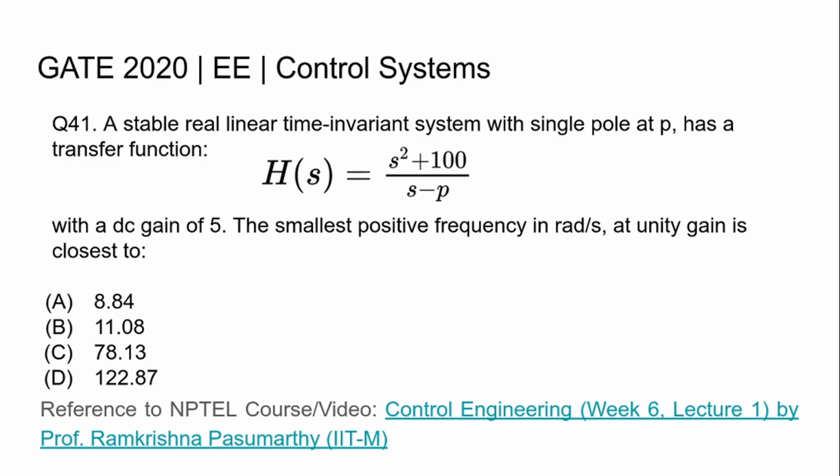Hello everyone. We are given a stable, real linear time invariant system with a single pole at p and has a transfer function H(s) equals (s squared plus 100) divided by (s minus p). The DC gain is given to be 5. We have to find the smallest positive frequency in radians per second at unity gain.